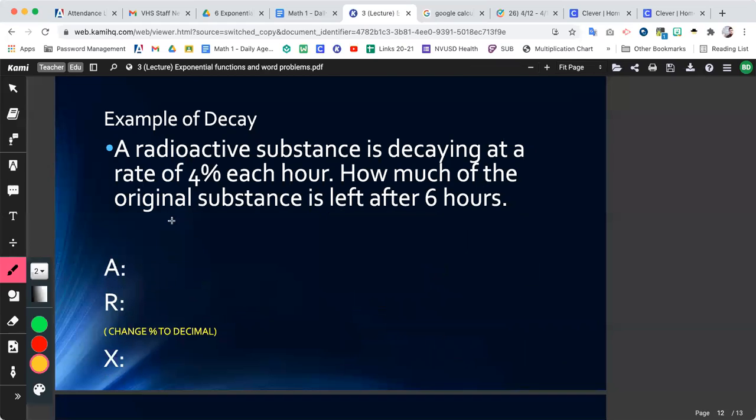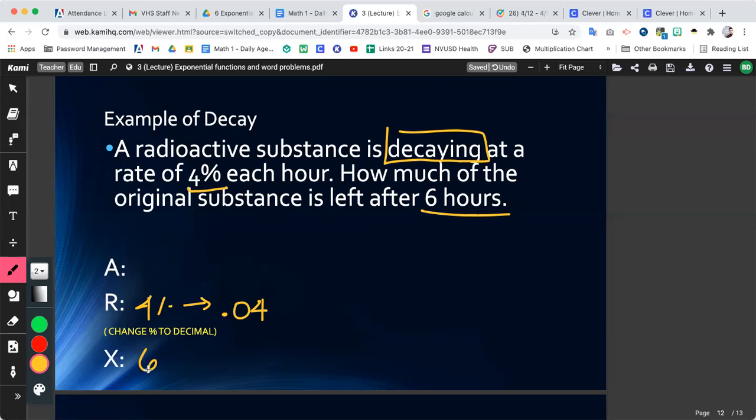A radioactive substance is decaying. Again, that's a key word. Obviously, this is a decay problem, so it's getting smaller. At a rate of 4% each hour. So what does 4% stand for? Now 4%, how do I write that as a decimal? 0.04, very good. How much of the original substance is left after 6 hours? So we have 6 hours standing for X.